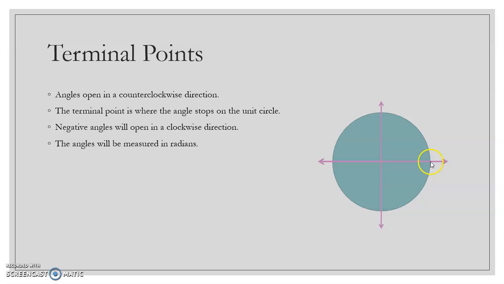And if you're given a negative angle, it will open in a clockwise direction. So it'll start here at the positive x-axis and open in this direction. The positive x-axis is always your starting point for making an angle on the unit circle.